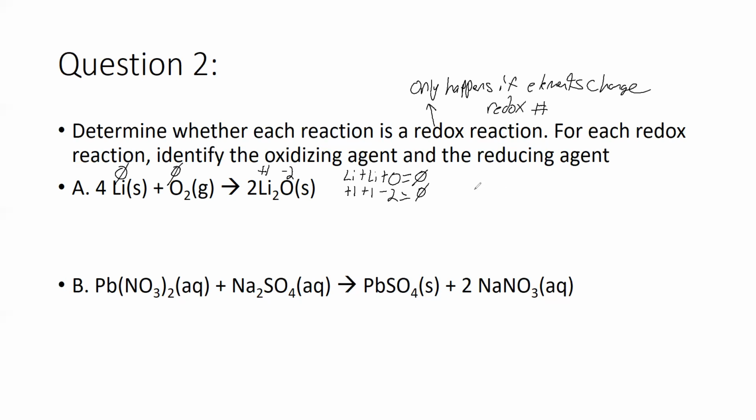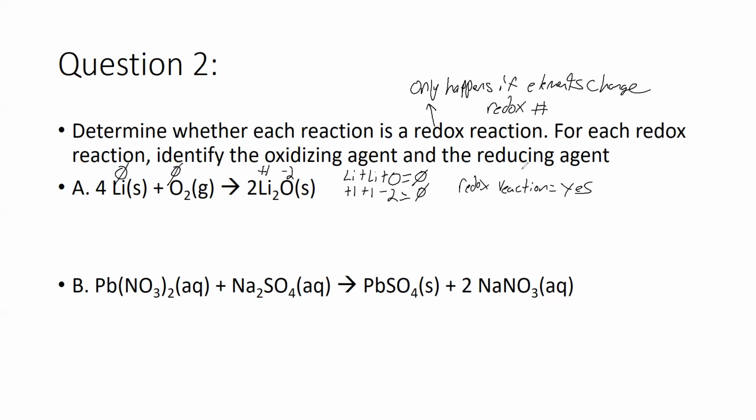All right, so this is a redox reaction. Yes, it is, because lithium went from 0 to +1, so lithium changed. Oxygen went from 0 to -2. Oxygen changed. That's what I meant by elements changing their redox numbers from one side of the arrow to the other. If they are different, that's a redox reaction. If they are the same, if lithium and oxygen were both 0 on the other side of the arrow, no redox reaction happened. But here they did.